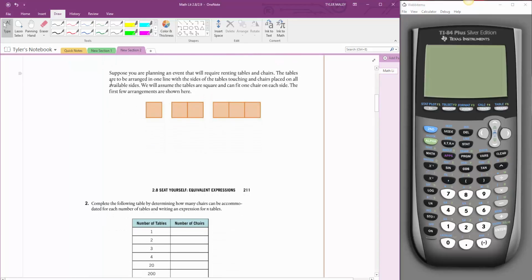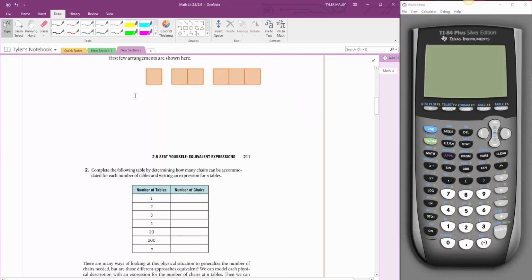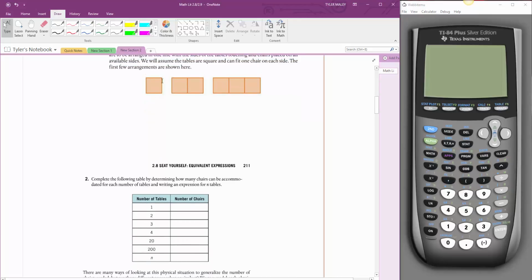Alright, so this next part looks at this: suppose we are planning an event that will require renting tables and chairs. The tables are to be arranged in one line with the sides of the tables touching and chairs placed on all available sides. We will assume the tables are square and could fit 1 chair on each side. The first few arrangements are shown here. So if we have 1 table, here's 2 tables and 3 tables and so forth, and we're trying to figure out how many chairs I can have if I have X number of tables, or N number of tables.